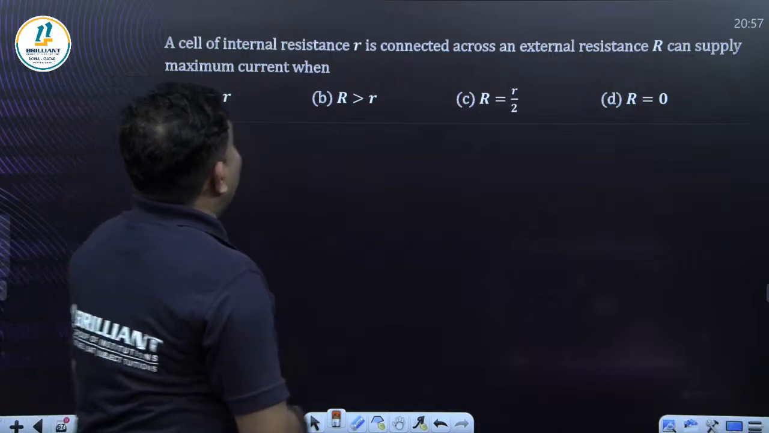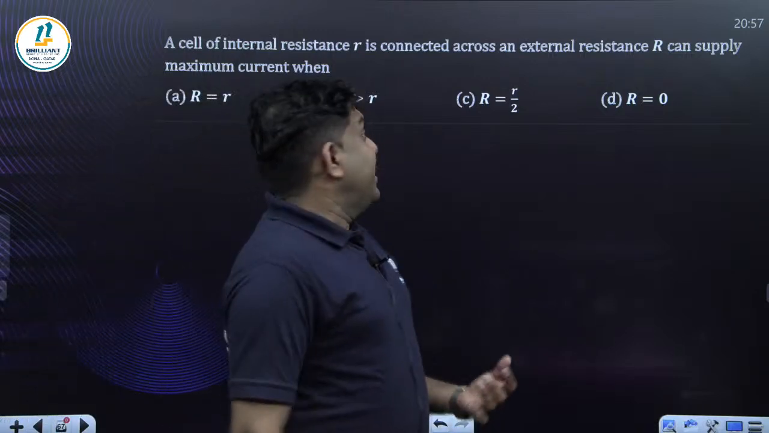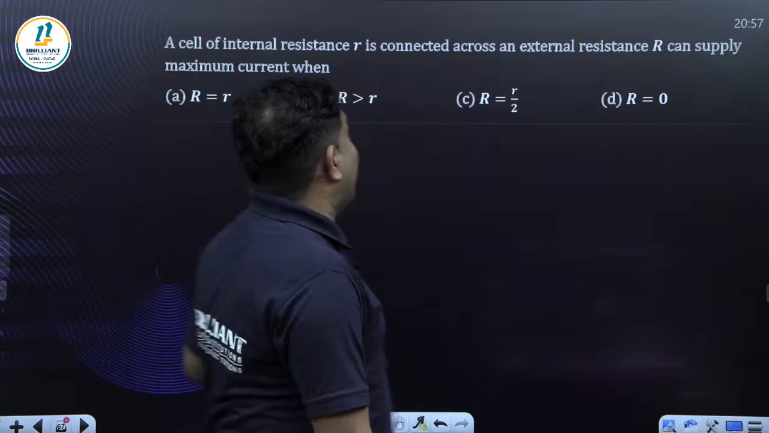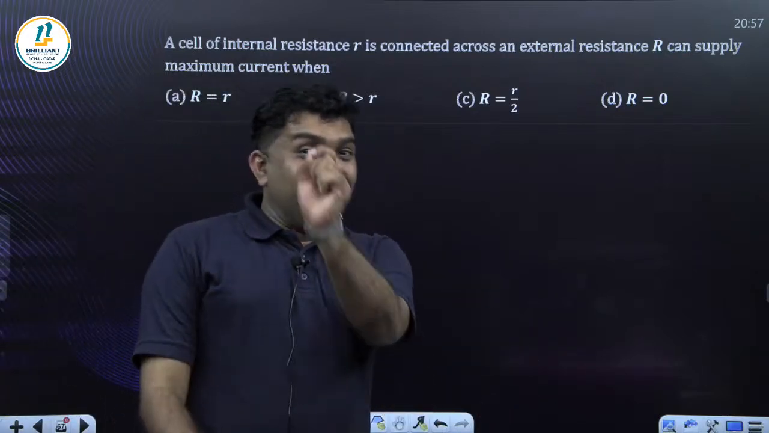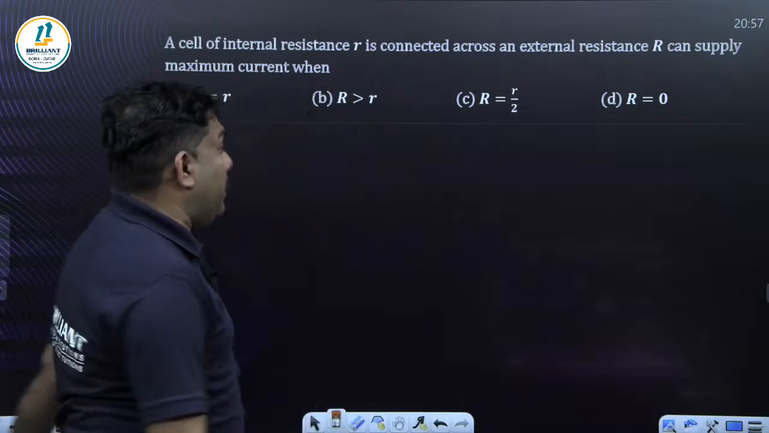A cell of internal resistance R is connected across an external resistance capital R. It can supply maximum current when... Here there is a twist. Listen here, I will explain.